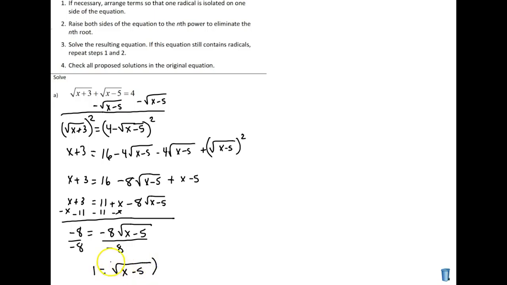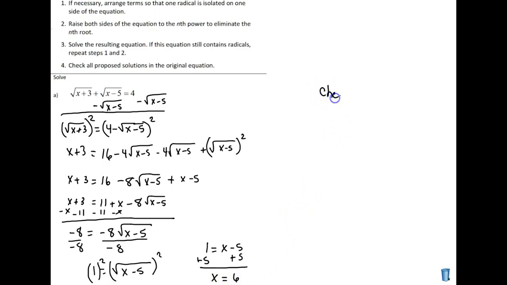So just like before, I square both sides. That's where I'm repeating. So I started to isolate that radical again, and I get 1 equals x minus 5. So I solve, and I get x equals 6.